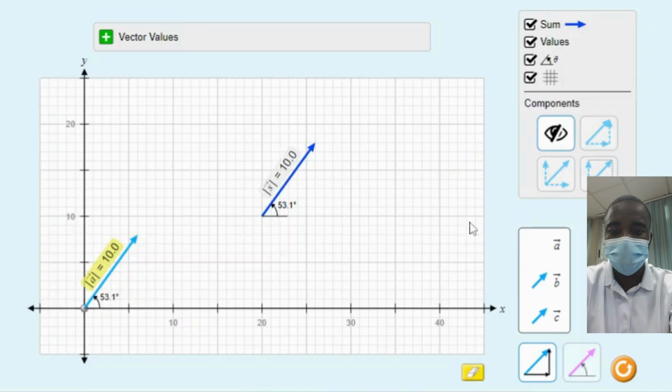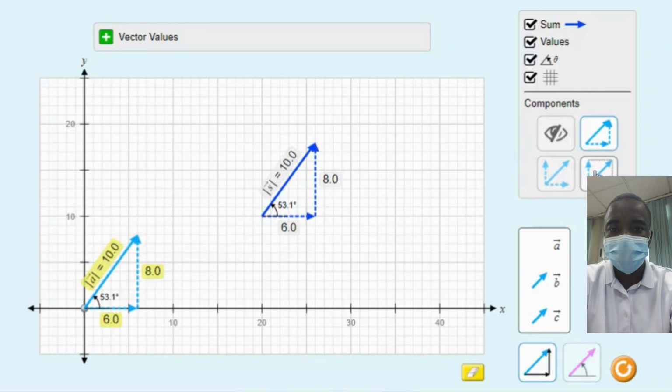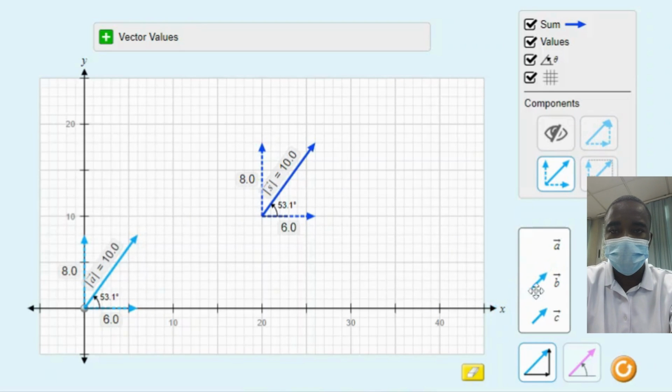The magnitude of a vector is its length, the angle is its direction, and the components are its projections onto the x and y axes. By manipulating the vectors and observing these properties, students can gain a deeper understanding of the characteristics of vectors.